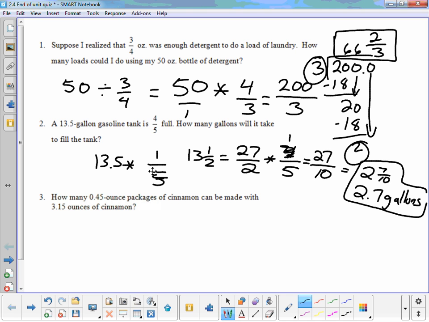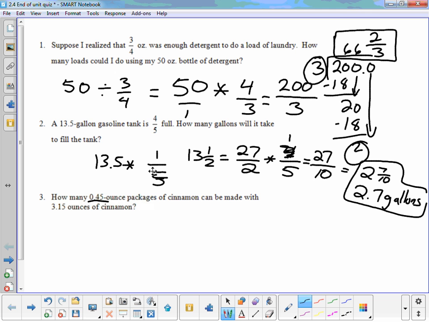All right, number three. Again, this is a division problem because we're trying to figure out how many 45 hundredths will go into 3 and 15 hundredths ounces of cinnamon. So how many 45 hundredths ounce packages of cinnamon can be made with 3 and 15 hundredths ounces of cinnamon? In other words, we're going to be repeatedly taking out this 0.45, and we're going to figure out how many total packages we can get. That is a division problem.